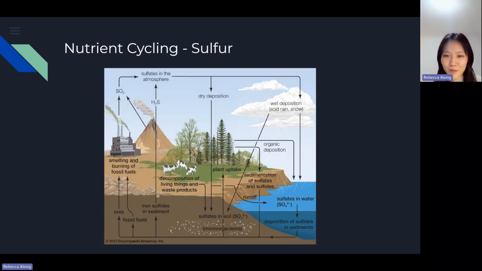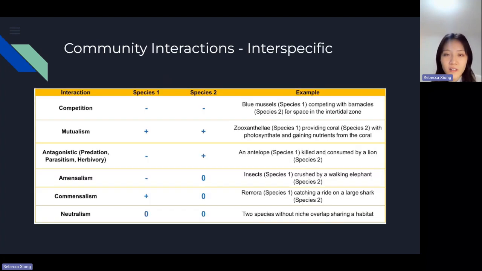And oh, sorry, I thought there was more, but sulfur. Sulfur is also the last one. And sulfur has a more unique input via the burning of fossil fuels and in the atmosphere too, and through deposition, through rain. The next part that is very important is understanding interactions.